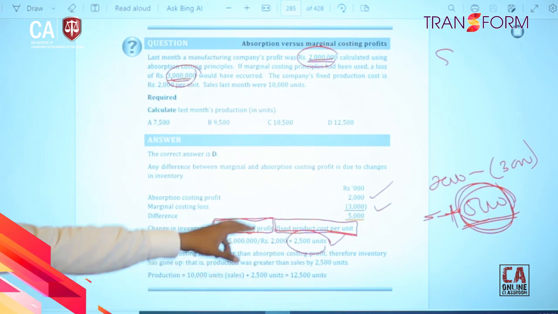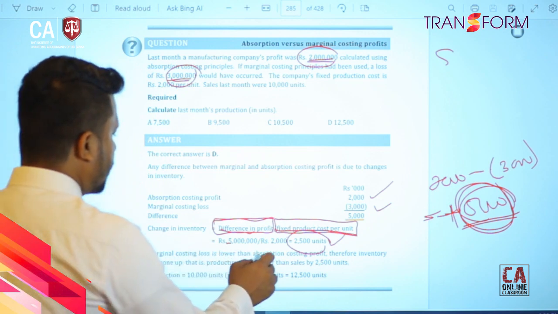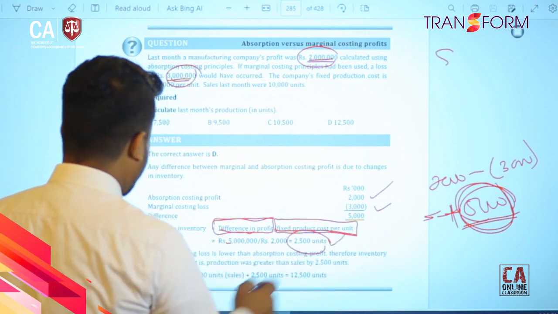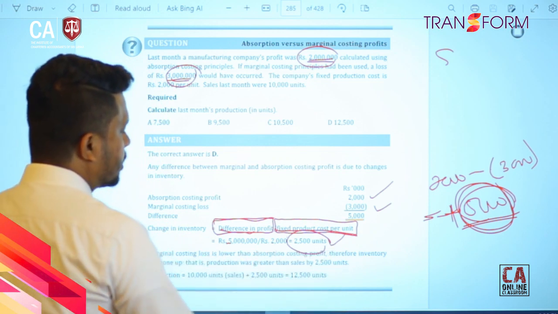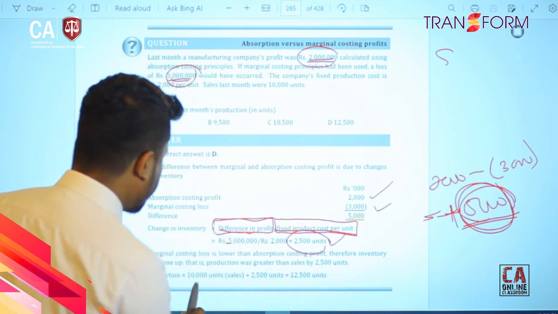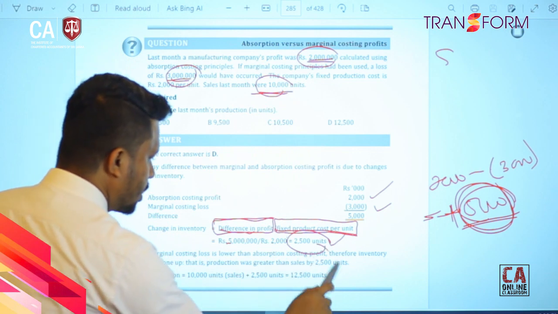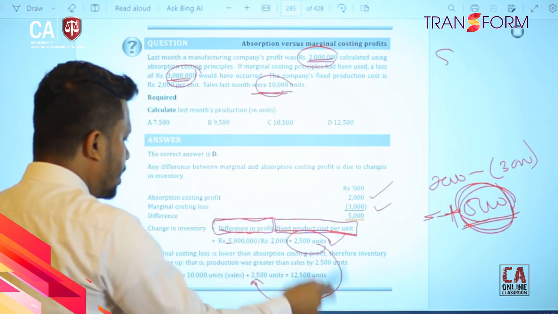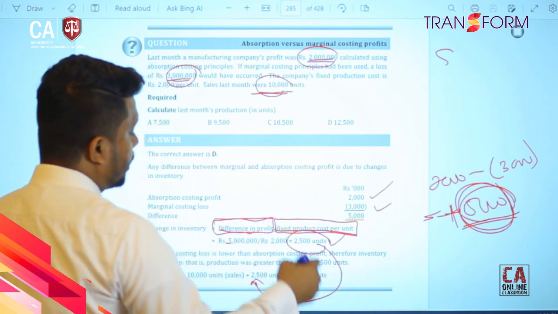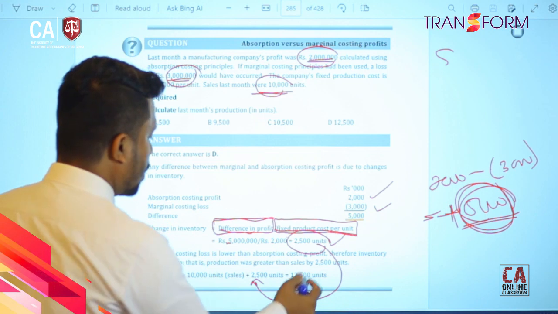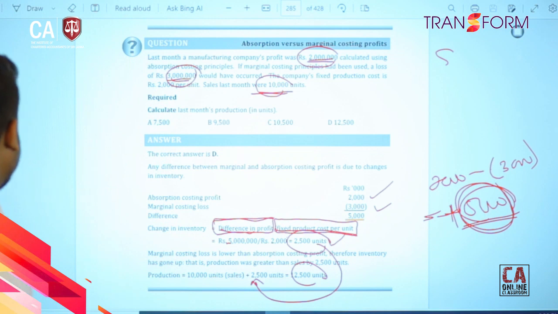units, so that is the answer. Then, the marginal cost profit is lower than the absorption costing profit, therefore inventory has gone up, that is production was greater than the sales by 2500. So what you need to do is, under the sales value you have the 10,000, so this amount you need to add. That's why the absorption costing profit is greater than the marginal costing. So the actual unit would be 12,500. So this is the thing you need to understand.